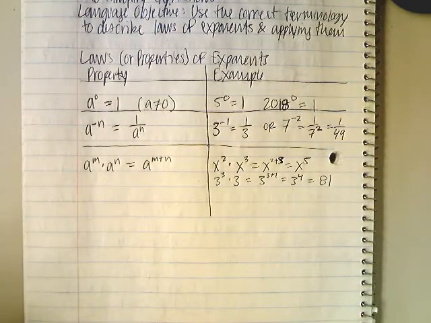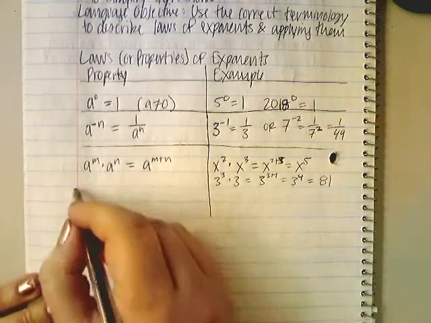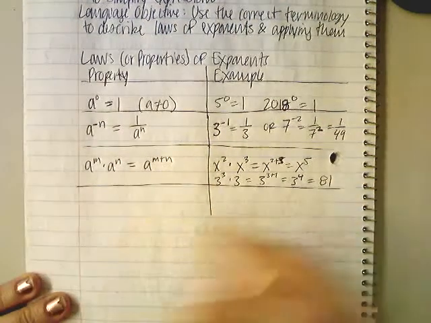3 times 3 is 9, times 3 is 27, times 3 is 81. So those are examples for that one.